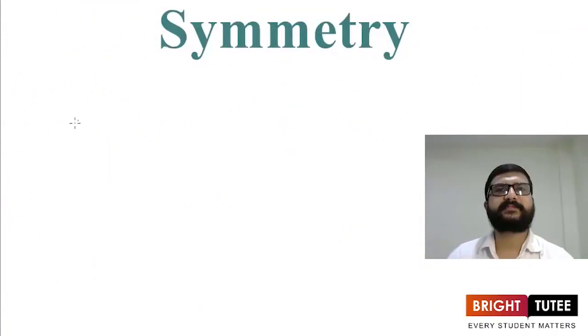In the previous sessions, we have learned about line symmetry and rotational symmetry. We have seen many figures in which line symmetry was followed or rotational symmetry was followed or both the symmetries are followed. That is, they have a line of symmetry as well as rotational symmetry of order more than one. And we have learned how to find the order of rotational symmetry.